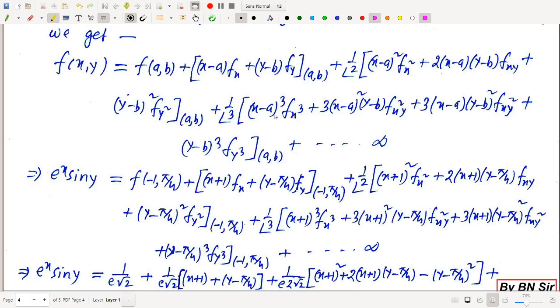Similarly, 1/3! [(x-a)³ fx³ + 3(x-a)²(y-b) fx²y + 3(x-a)(y-b)² fxy² + (y-b)³ fy³].